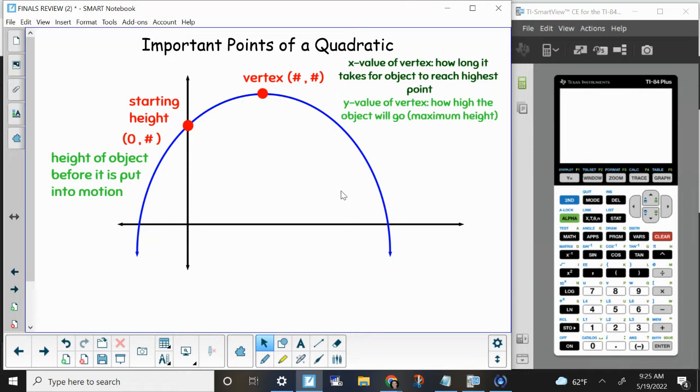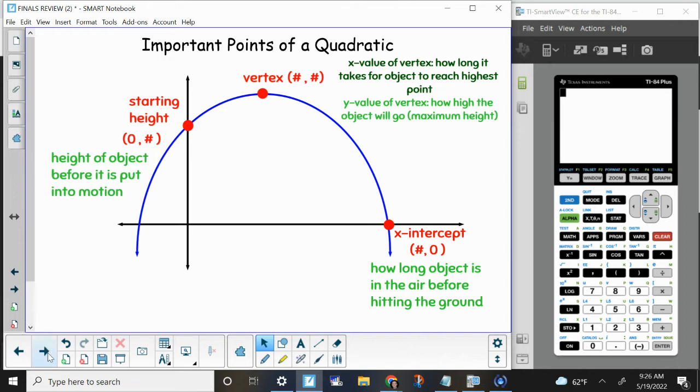All right. Last but not least, we have the x-intercept. And what the x-intercept tells us is we're going to pay attention to the x value because the y value here will be 0 and our object will have hit the ground. And what it represents is how long an object is in the air before hitting the ground. So we have our y-intercept for starting height, we have our vertex, and our x-intercept. If you need to pause the video to take some notes, I recommend you do so.